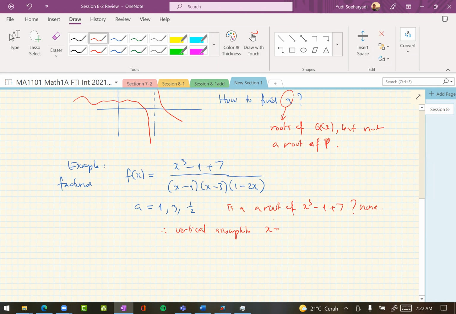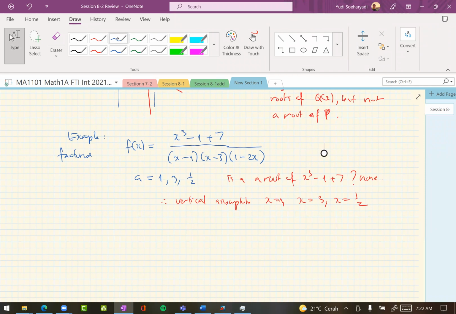x minus 1, x minus 3, x minus 1. Okay, and you can check easily the limit in this case. But to find the vertical asymptotes, that's easy. Is it okay? Now, whenever the denominator is never 0, then you won't have vertical asymptotes.